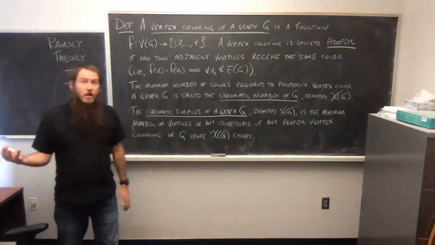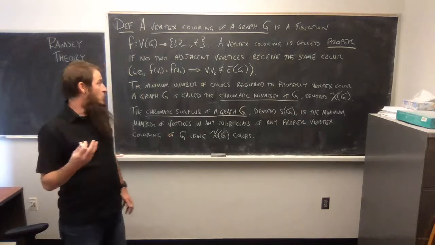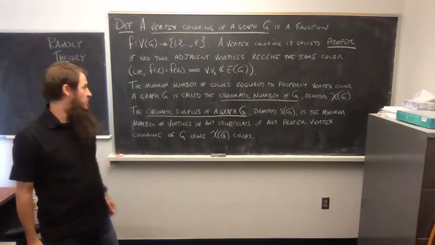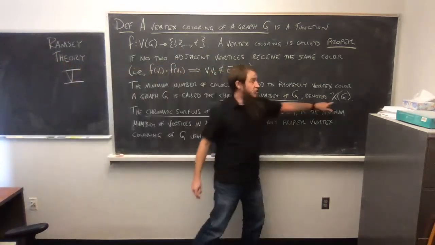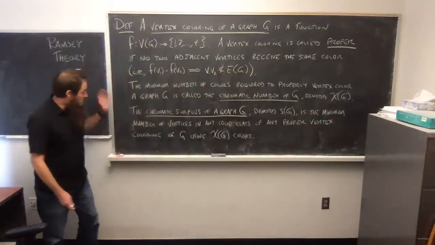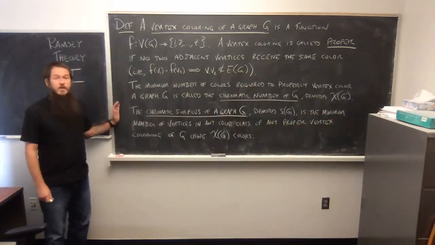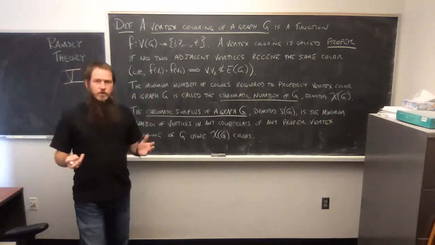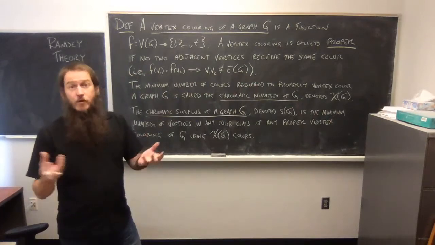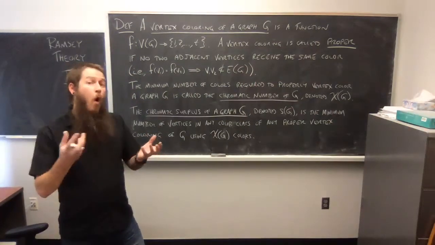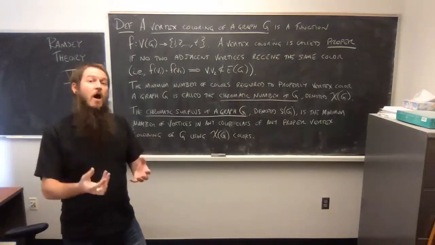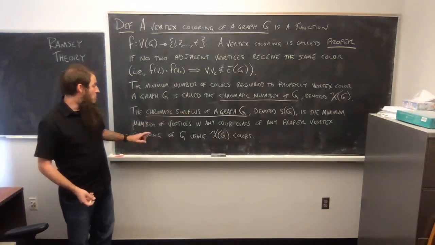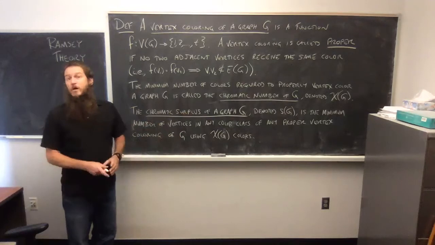Of course, the minimum number of colors needed in order to properly vertex color a graph G, we refer to as the chromatic number. So hopefully this is a concept that you've seen before. We denote that as chi of G. And something you may not have seen before, but related to chi of G, is what we call the chromatic surplus of a graph. And so the idea is that suppose that our graph G has a chromatic number chi of G. If we take all proper vertex colorings that use chi of G colors, then we're going to let S of G denote the minimum number of vertices in any one of those color classes.